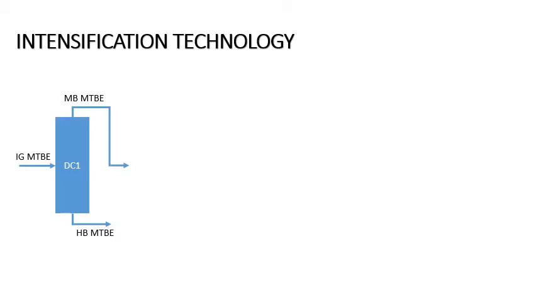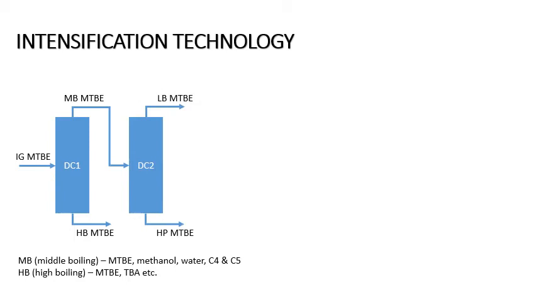A direct approach to obtain high-purity MTBE is by using 2 distillation columns in series. In the first column, the MTBE is separated into middle boiling MTBE at the top and high boiling MTBE at the bottom stream. Middle boiling MTBE consists mostly of MTBE, methanol, water, and C4-C5 hydrocarbons, whereas high boiling MTBE consists of components such as MTBE and tertiary butanol. The middle boiling MTBE is then fed to a second distillation column. The high-purity MTBE is obtained at the bottom, while most of the methanol, water, and hydrocarbons is in the lower boiling MTBE stream at the top of the column.